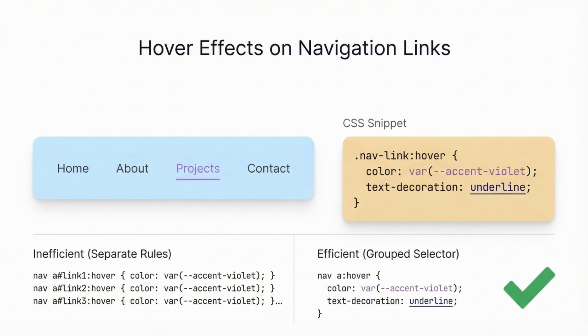The answer is that you absolutely can target all links at once using a single selector, something like nav a:hover, and that rule will apply to every anchor tag inside the navigation. With Tailwind CSS, the approach is slightly different, since you apply utility classes directly in HTML, but the instructor notes this will be covered properly in the Tailwind sessions.